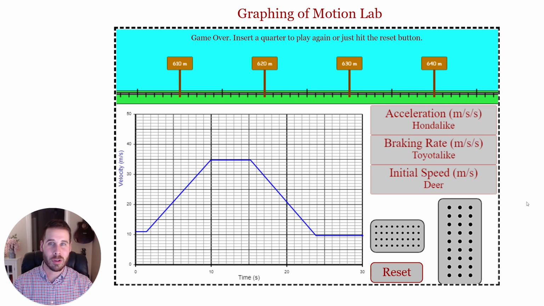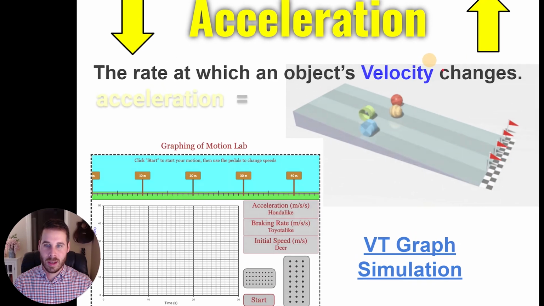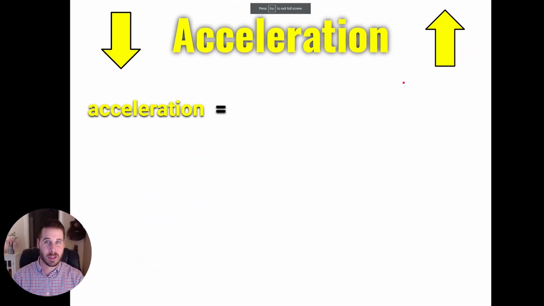So what can you do with a graph like this? Well, as we'll see, you can use a VT graph like the one we've just made, even if you weren't actually there for the graph's creation, to figure out what was the acceleration of that car. How quickly was it able to speed up, and how quickly was it able to slow down? So let's return to the presentation, and let's look at the formula for acceleration.